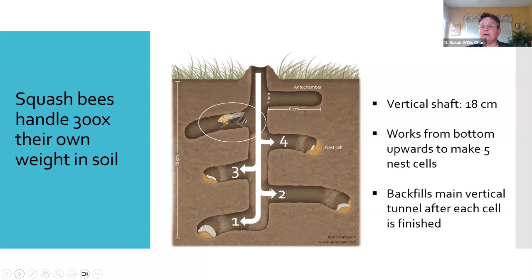She will make about 5 nest cells per nest, so that means she can produce 5 offspring in her life. This is very different from honeybees, who produce thousands of offspring a day. What's most important here is that squash bees, to make one of these nests, handle about 300 times their own weight in soil. This becomes pertinent information when we're discussing pesticides.